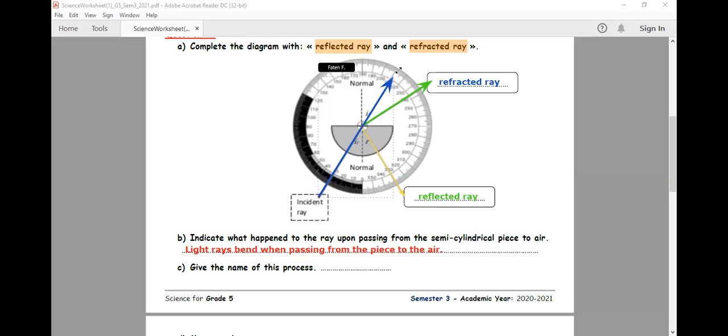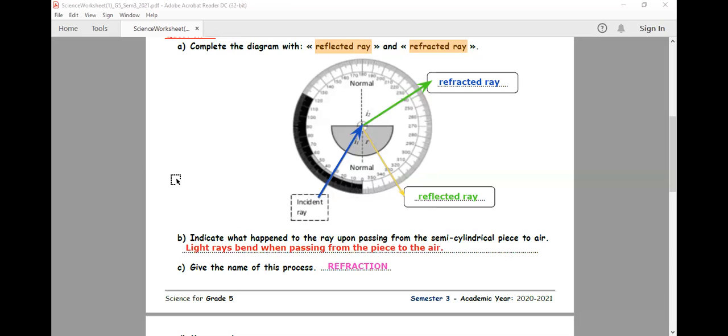Did the light continue this way? Did it continue in a straight line? No, it bends. It changes its direction. What do we call this process? Refracted. We call it refraction. Bravo. This is refraction happening.